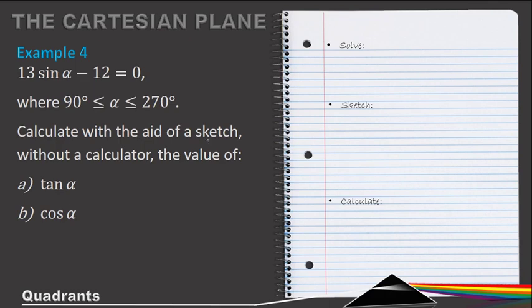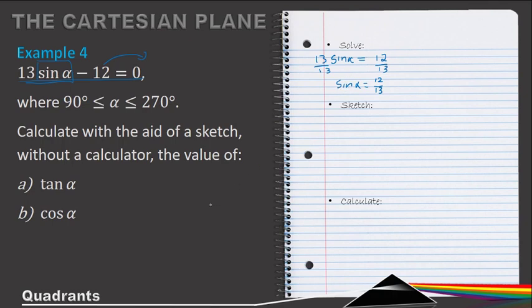Alright, now solving: we've got this equation, and in this equation we've got our trig ratio. So we're basically just going to isolate our trig ratio. That is going to be sine alpha. We've got 13 sine alpha. So to start off, we're going to take the 12 to the other side. So this is equal to 12. And then we divide both sides by 13. So we get sine alpha is equal to 12 over 13. So that's solved, done.